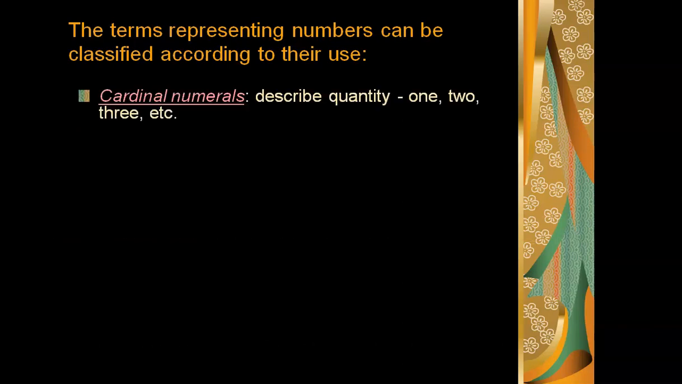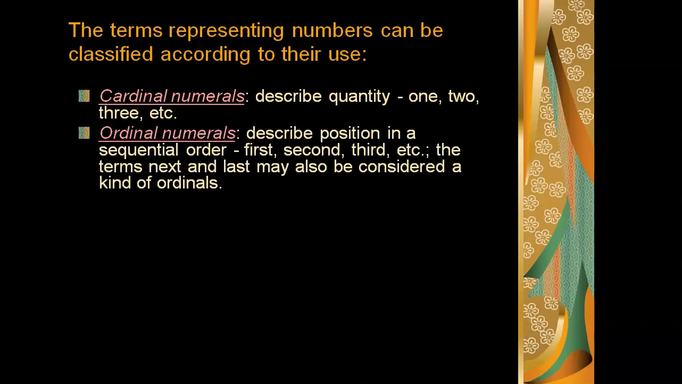The terms representing numbers can be classified according to their use. Cardinal numbers describe quantity, for example, 1, 2, 3, 4, 5, 6, 7, 8, 9, 10, 11, 12, and then we will continue. Then the ordinal numerals. Ordinal numerals describe position in a sequential order: first, second, third, and so on. The terms next and last may also be considered a kind of ordinals.